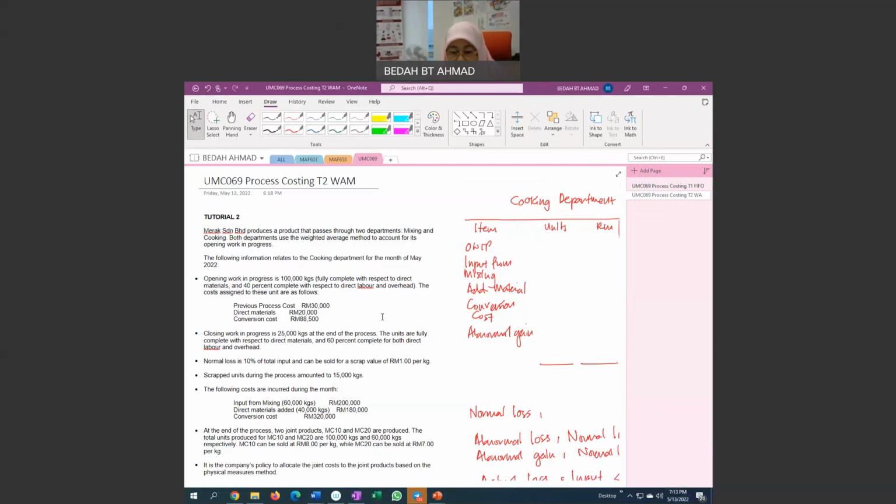So there's an opening work in progress of 100,000 kilograms, fully completed, meaning 100% degree of completion in respect of direct materials, and 40% complete with the direct labor and overhead. So this is considered the conversion cost, the direct labor and the overhead. Then the cost is assigned as follows.